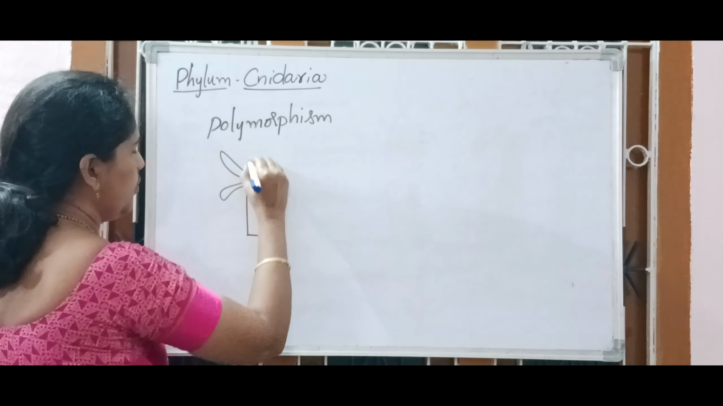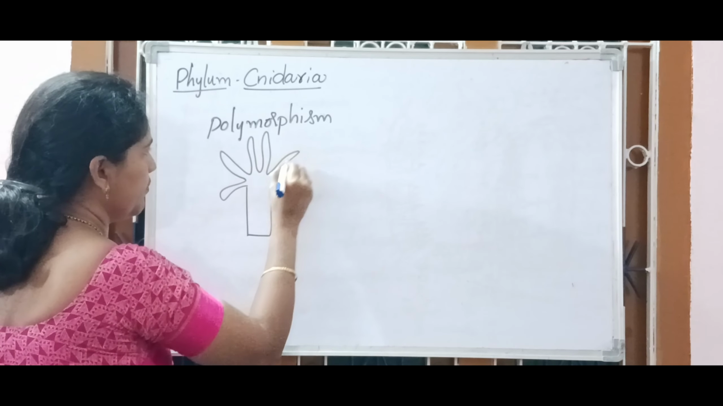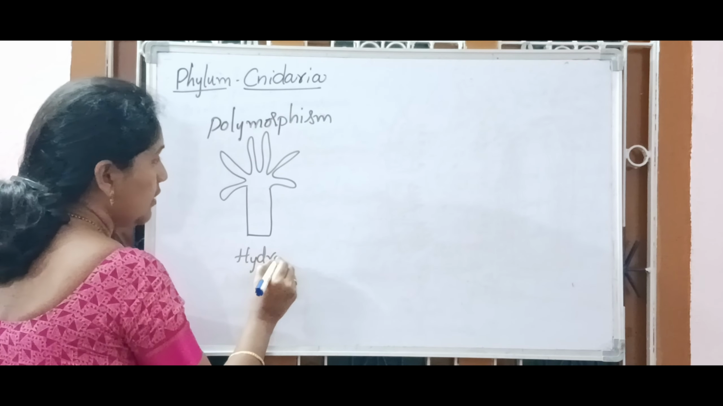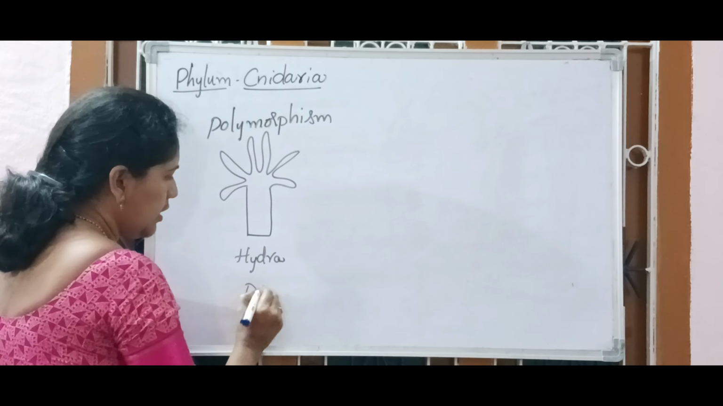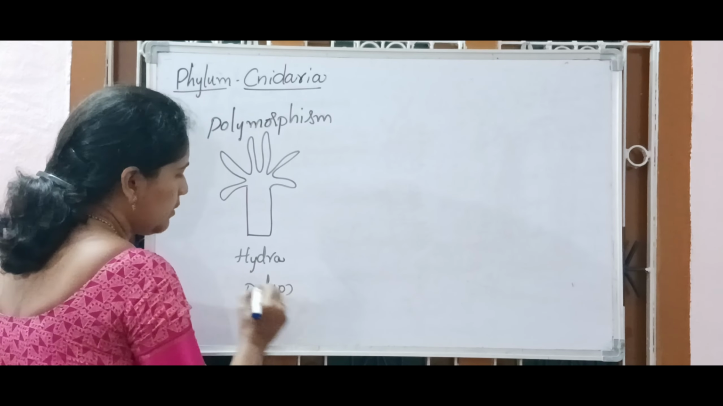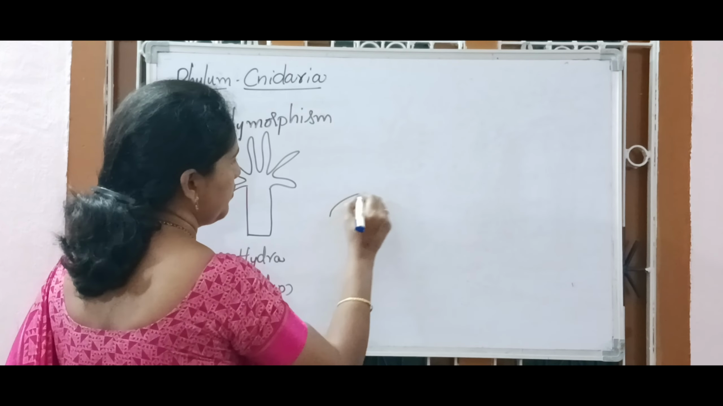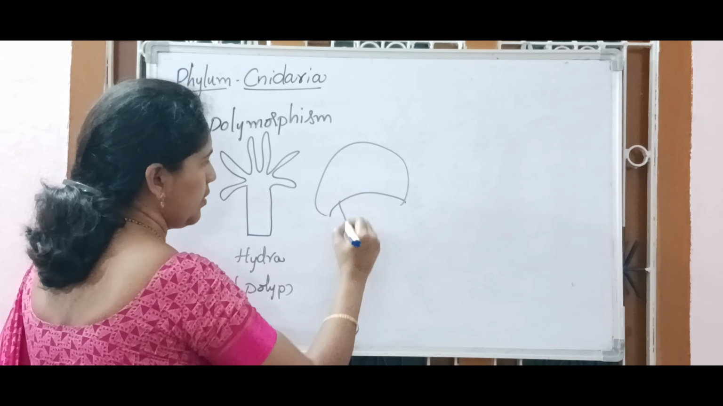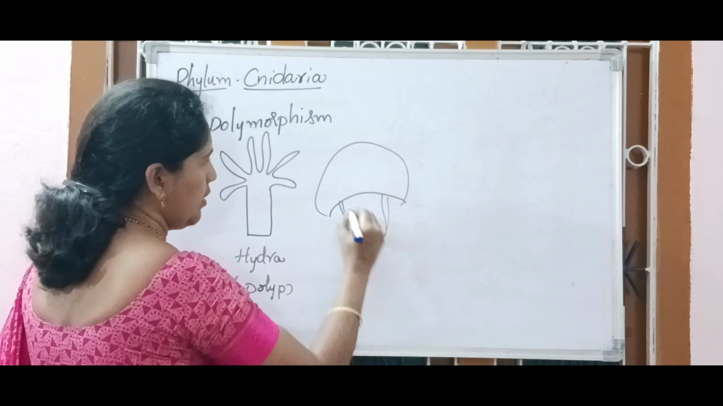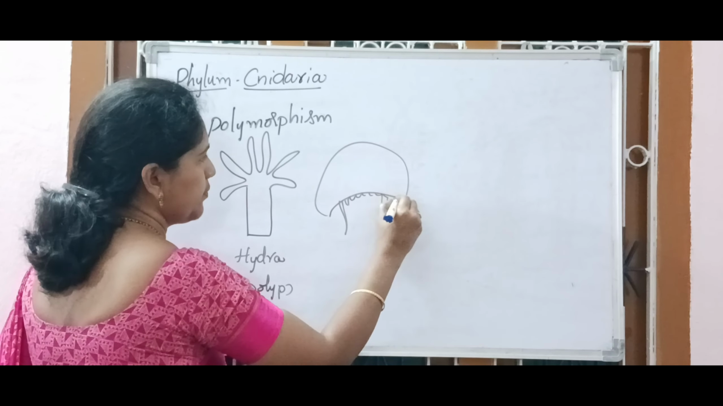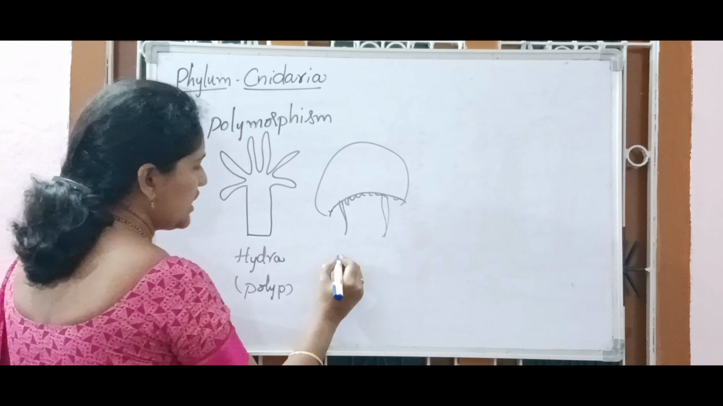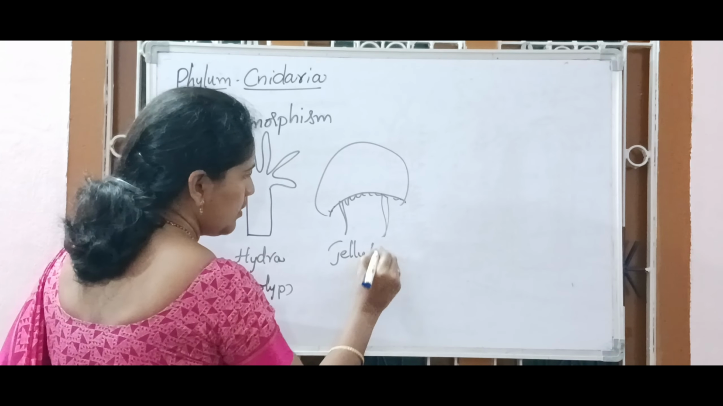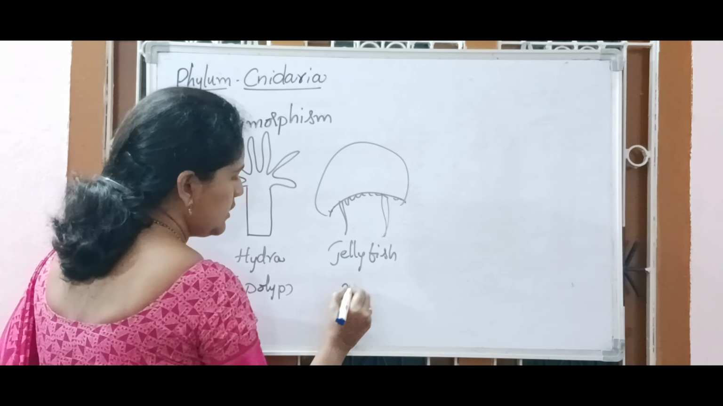This is the polyp form. Example, hydra. Next, one more form is the medusa form. This is the medusa form. So example, jellyfish.